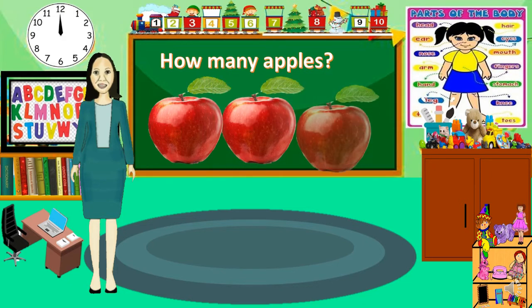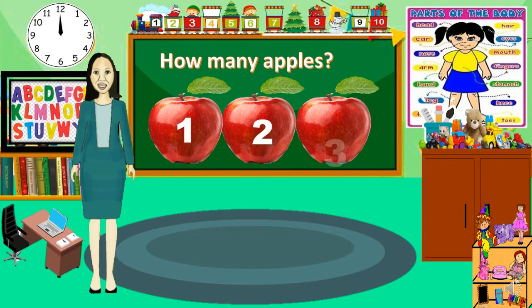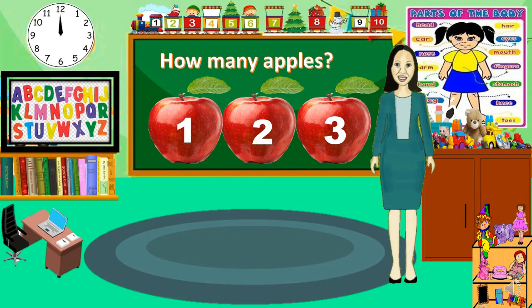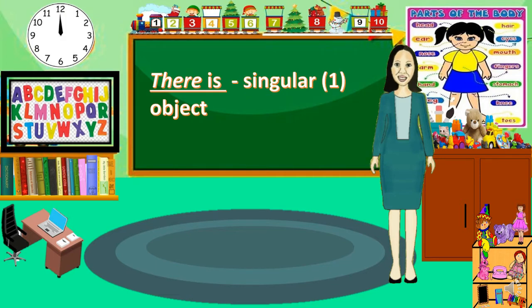1, 2, 3. You can ask how many apples. You're going to count the numbers of the apples that you can see. Okay, that is how to use how many. All right, and in answering how many, kids, you also have to use there is. Okay, there is is singular, or it means only one object. It refers to only one object.